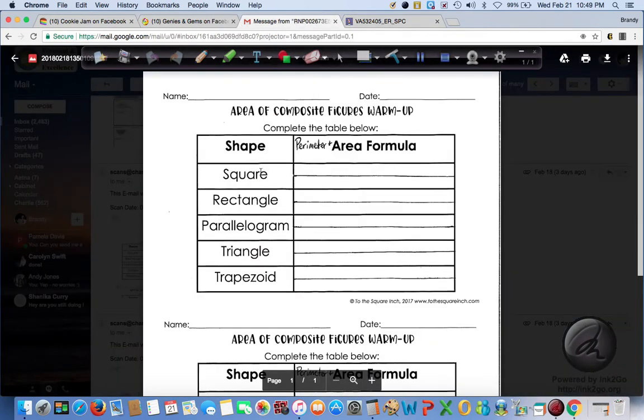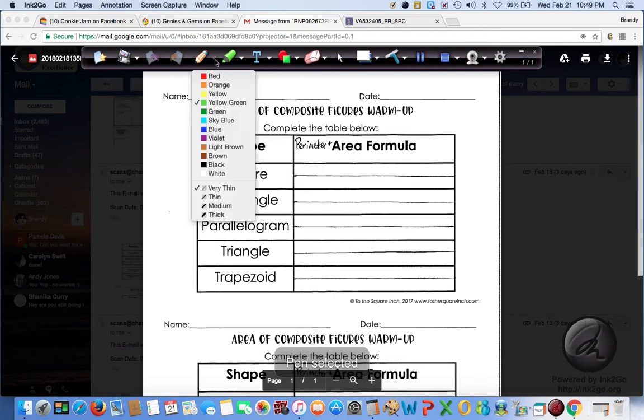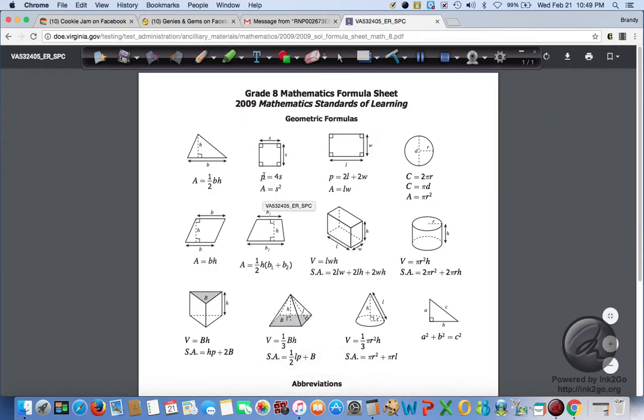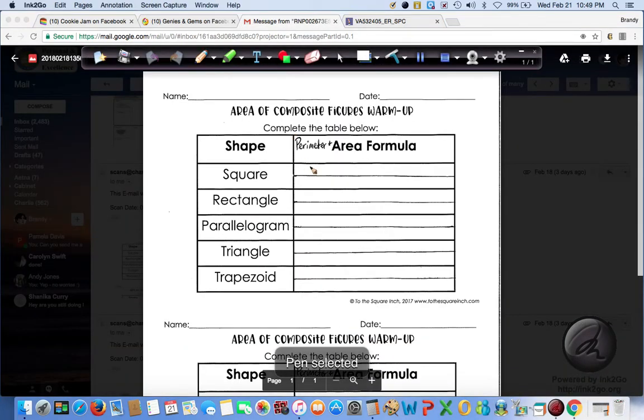So when we're filling out this table, we want to look at our formula sheet to write the formulas down. The easiest way for me to do this is to go ahead and use the pencil feature. So for the formula of a square, P stands for perimeter, so we have perimeter equals 4S. Each side of a square is labeled with an S, and if we have 4 of them, because squares all have the same side length, then we can just multiply 4 times S. So we come back over here and we would write perimeter equals 4S.